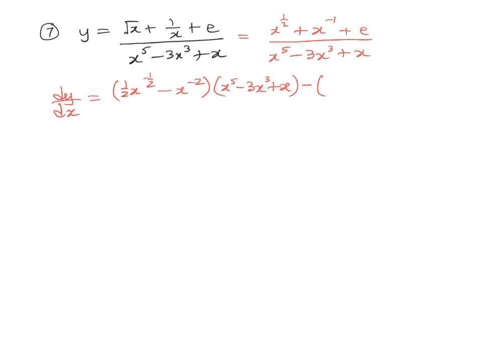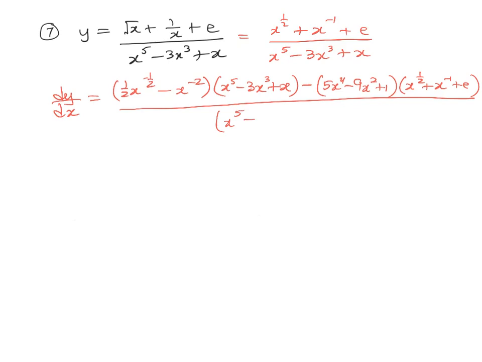Minus, now I take the derivative of the bottom, which is 5x to the 4th minus 9x squared plus 1. And then I leave the top alone. So times x to the 1/2 plus x to the -1 plus e left alone. And then divide all of this by the bottom squared. So again, derivative of the top times the bottom left alone minus derivative of the bottom times the top left alone all over the bottom squared.